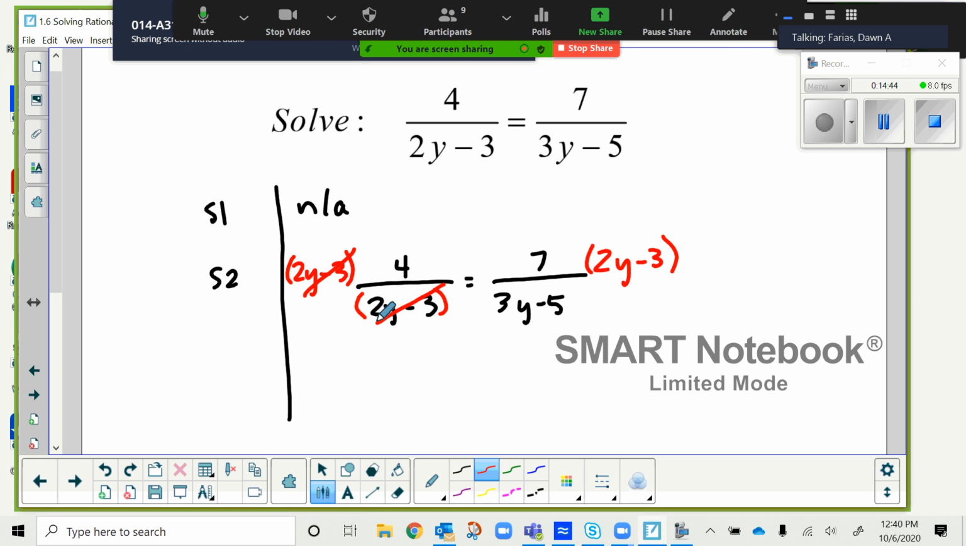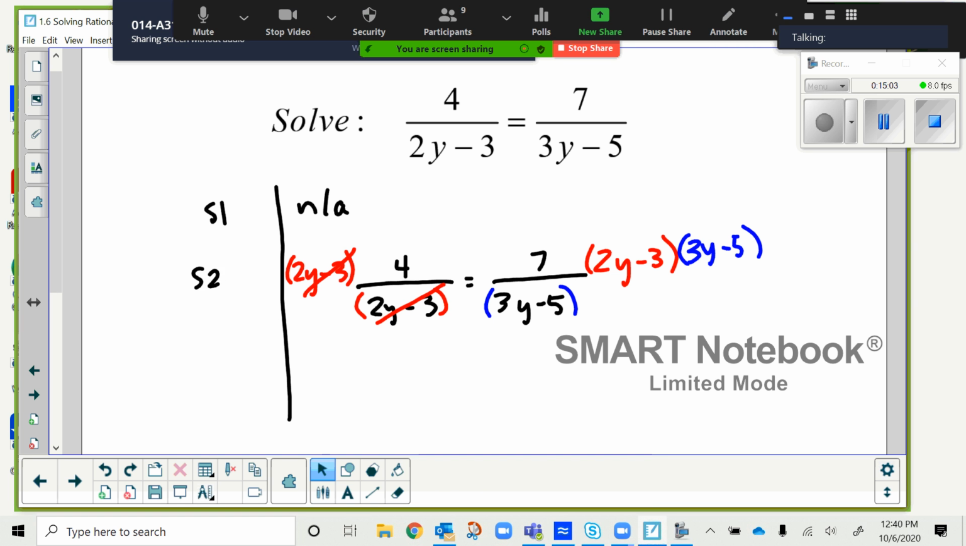On the right-hand side, the denominator is 3y minus 5. It has a subtraction. So because it has a plus or minus in there, you have to treat it as a group. So you multiply both sides by that group, and it cancels out on the right-hand side.